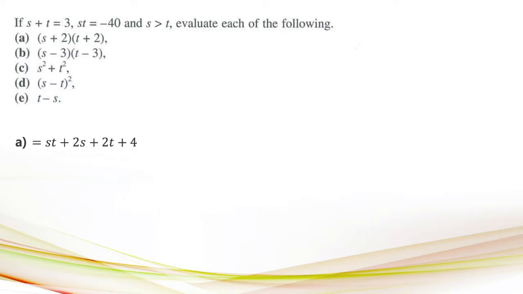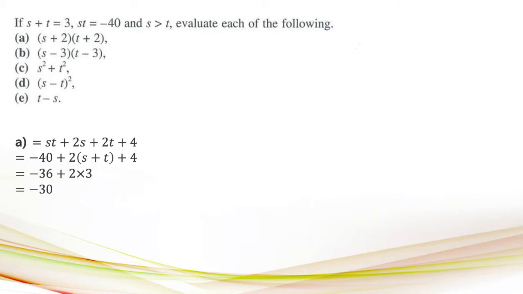So we know that it is equal to s times t plus 2s plus 2t plus 4. Immediately we know that s times t is negative 40, and we can factor 2s plus 2t into 2 times s plus t. And of course, we can leave the plus 4 as it is. Negative 40 plus 4 is negative 36, and s plus t is 3, so 2 times s plus t would be 2 times 3, which is 6. Negative 36 plus 6 is negative 30, therefore that would be our answer.